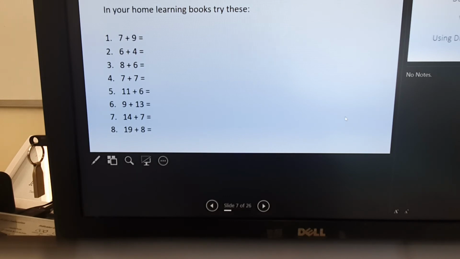We've set for you to have a go at these in your home learning books, and it's up to you to use which one you would like to help you.